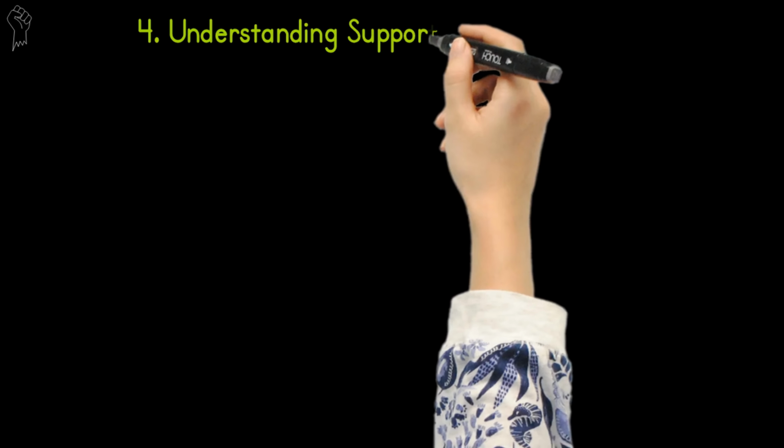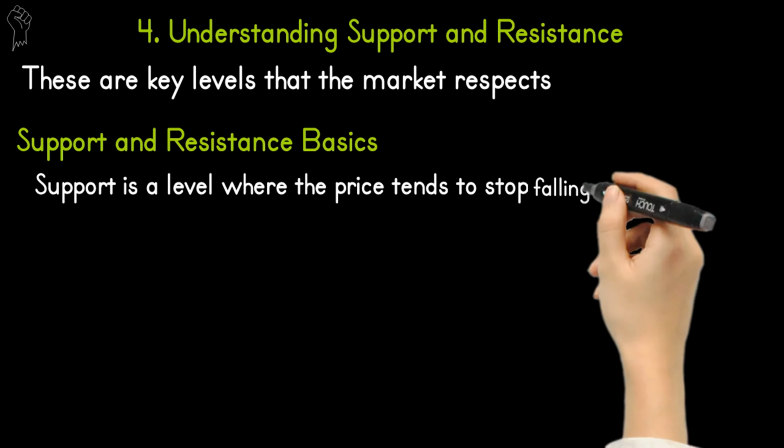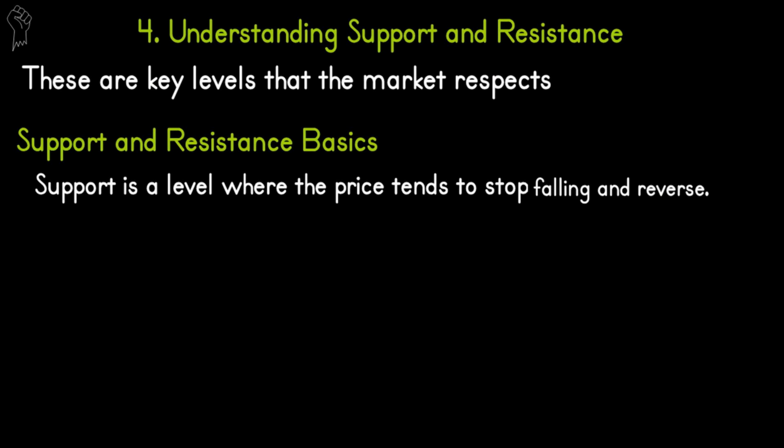4. Understanding support and resistance. Support and resistance are key levels that the market respects. Understanding these levels gives you a huge advantage when trading market structure. Support and resistance basics. Support is a level where the price tends to stop falling and reverse.